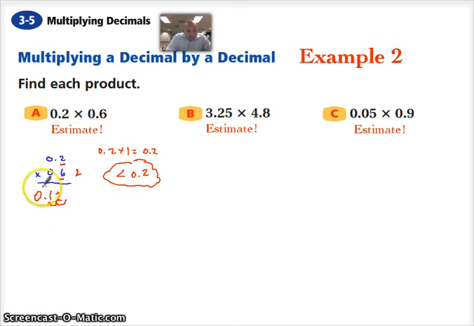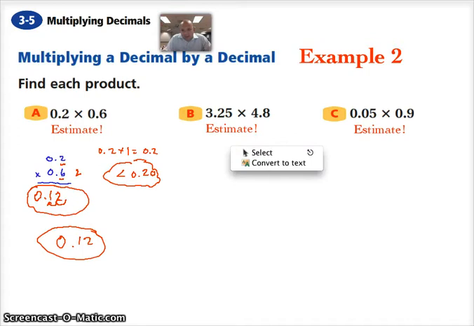Now I look at my answer, and it is 12 hundredths. Is 12 hundredths less than 2/10? Well, the way I'm going to check that out is put another 0 there. Is 12 hundredths less than 20 hundredths? Absolutely. So my answer is definitely 12 hundredths for this one.